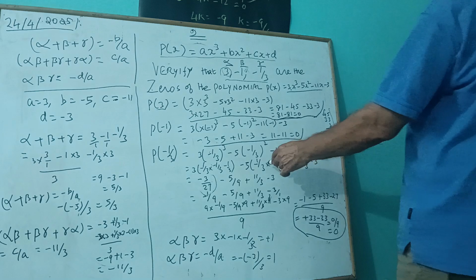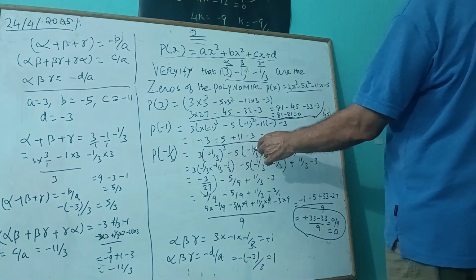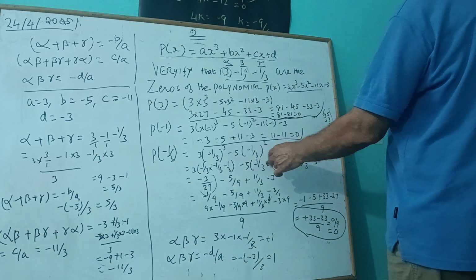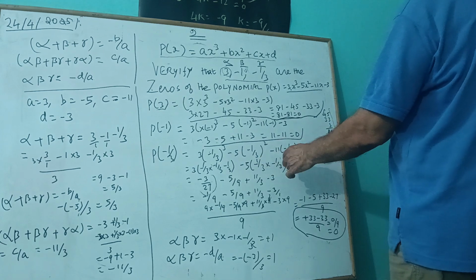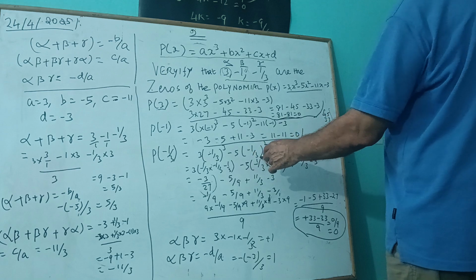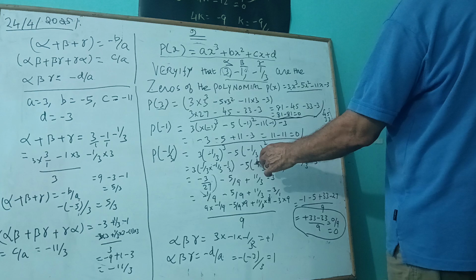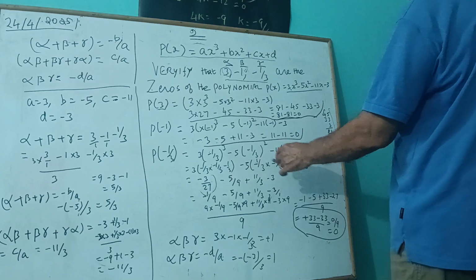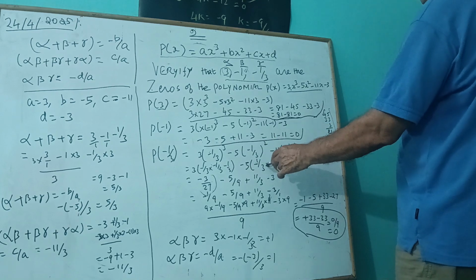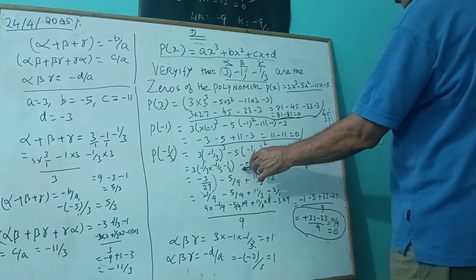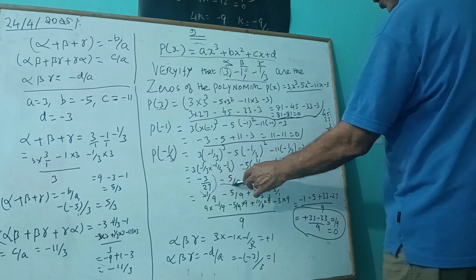Now this: minus 5 into minus 1 by 3 into minus 1 by 3. Sorry, minus 1 by 3 into minus 1 by 3 becomes plus 1 by 9. But outside, minus 5 is there. This will become minus 5 by 9.